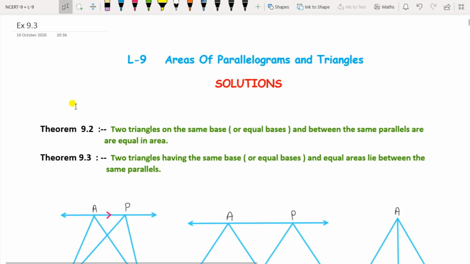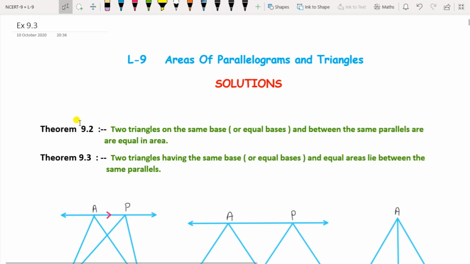In exercise 9.2 we studied two parallelograms which are on the same base and lie between the same parallel lines. Then the area of those two parallelograms will be equal. And part 2 of that theorem was, if a triangle and a parallelogram are on the same base and lie between the same parallel lines, then the area of that triangle will be half the area of that parallelogram. Now in this exercise we are going to study two triangles.